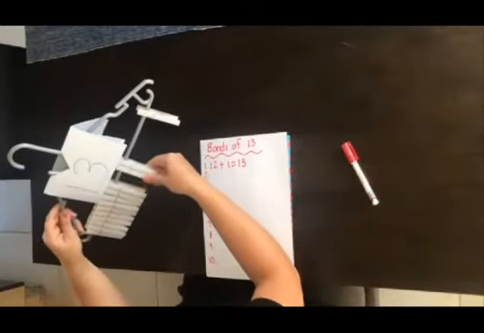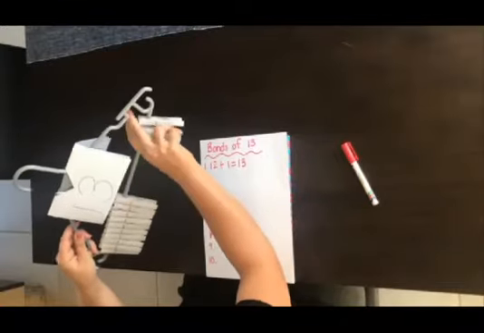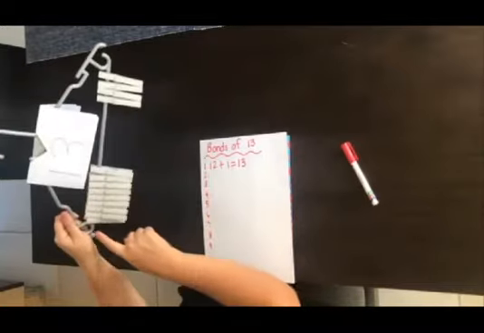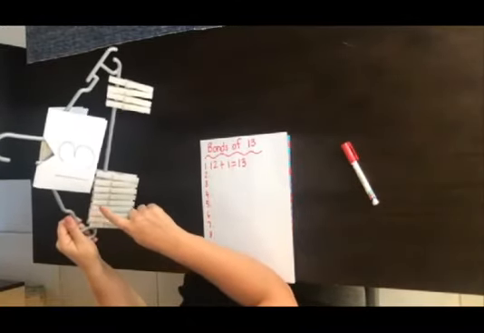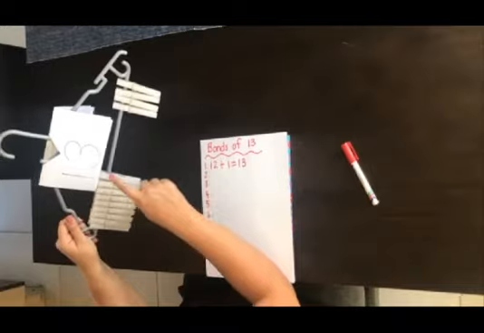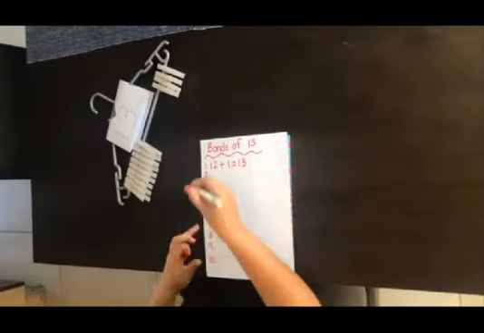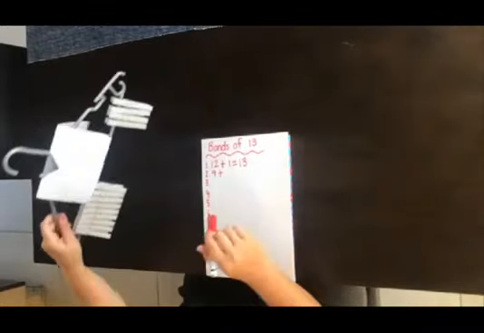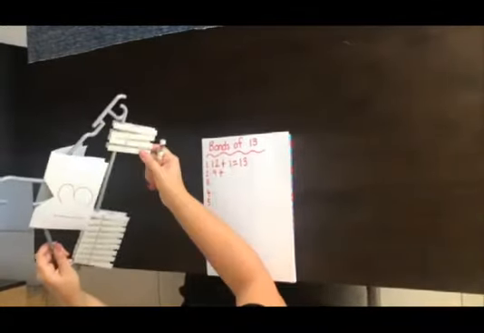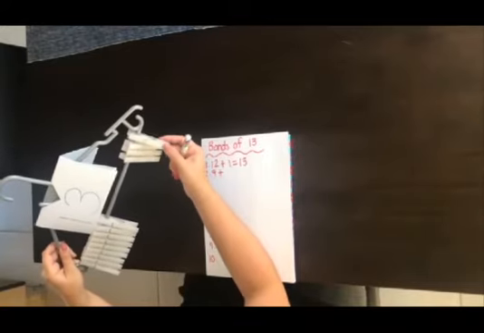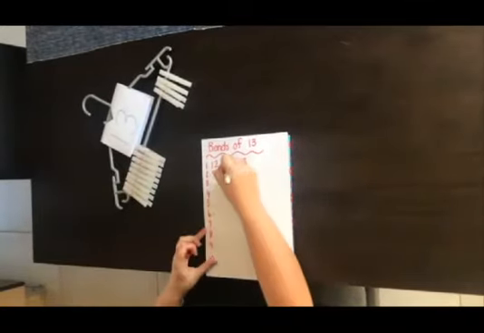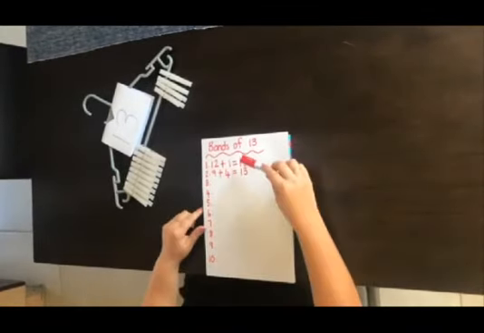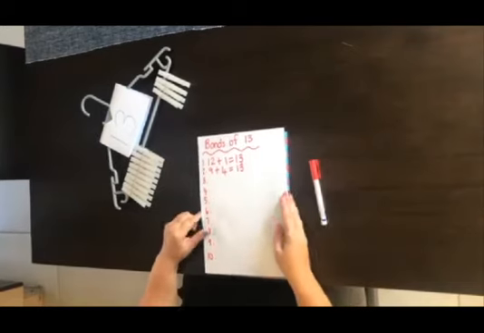Then you take them off, or you can move them across, and you make a different bond. 1, 2, 3, 4, 5, 6, 7, 8, 9. So my first number is 9. 9 plus what is going to give me 13? 1, 2, 3, 4. 9 and 4 make 13. So I want you to find 10 different ways of making bonds of 13.